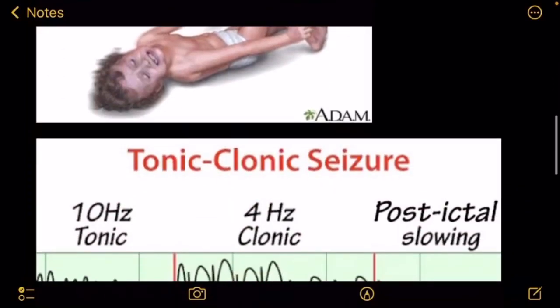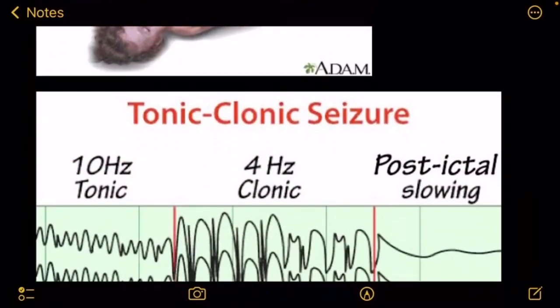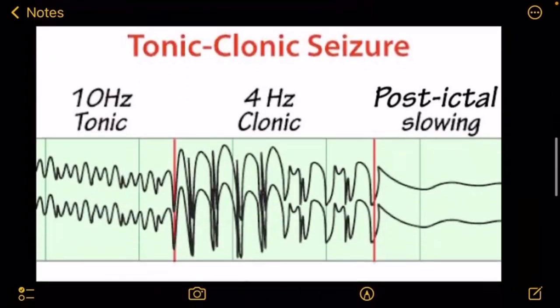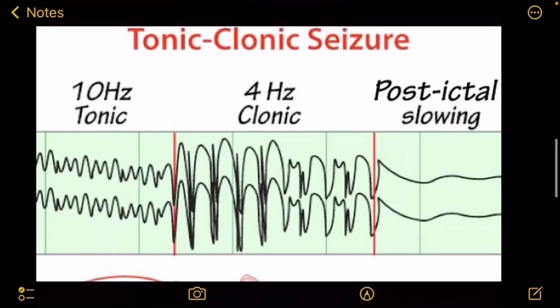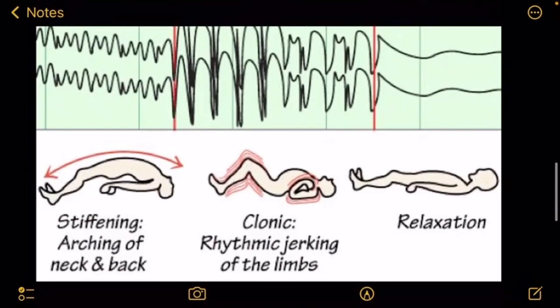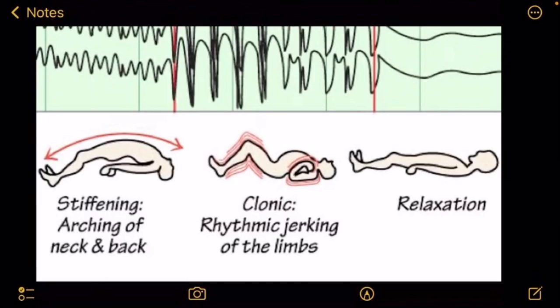There is one more thing, the tonic-clonic seizure, where both of these are used. There are phases of it. In tonic-clonic seizure, 10 Hz is tonic, 4 Hz is clonic, and the post-ictal phase is shown. This image is what I wanted you to see: the stiffening or arching of the neck and back is basically the tonic phase, where you can see the sustained posturing, and the rhythmic jerking of limbs, contraction or repetitive movements, is basically clonic.